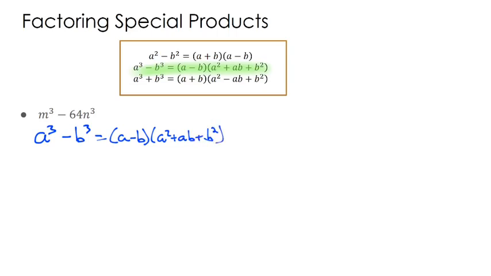Now let's see if we can use this recipe up here. First off, what's our a value? What's the cube root of m cubed? In other words, if a is being cubed and here m is being cubed, then your a value is just going to be m. And we can fill in the blanks. Looks like we've got an m there, an m there, an m there. And I'll go and fill in all the other stuff.